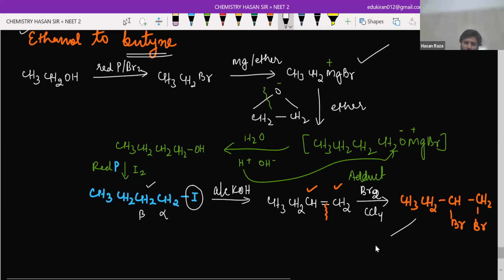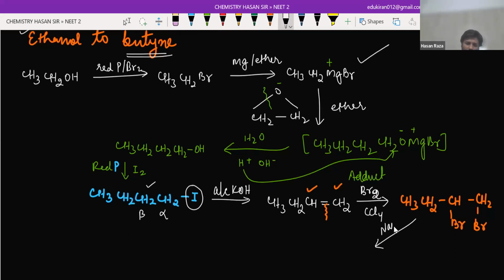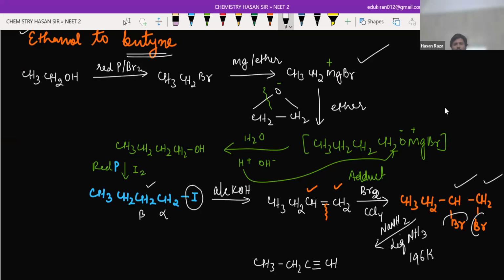And after getting this, you are just going to react this with NaNH2, sodium amide, in the presence of liquid NH3, and the temperature should be low, at least 196 Kelvin. Then the Br and hydrogen will be removed, and you will get CH3CH2C≡CH. Maybe here ether came into play. Maybe you don't understand this concept because you haven't studied it, but I can use another method, what we call Wurtz reaction. Are you aware of that Wurtz reaction?